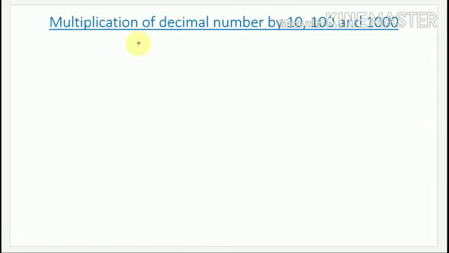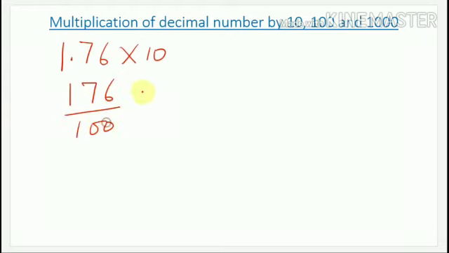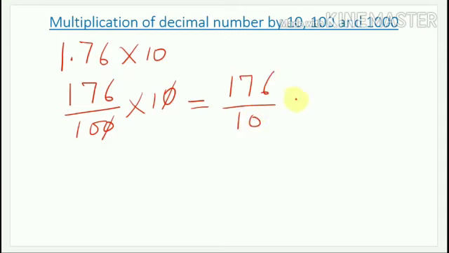In this section, we have to multiply the decimal number by 10, 100 and 1000. So let's see. I take the example 1.76 multiplied by 10. So convert this decimal number into a fraction. So 1.76 is converted as 176 upon 100 into 10. So 0 and 0 get cut. So it becomes 176 upon 10. 176 upon 10 is equal to 17.6. This is the answer.